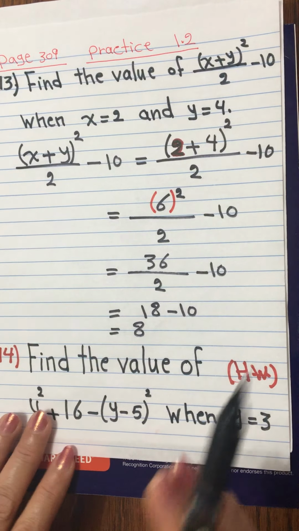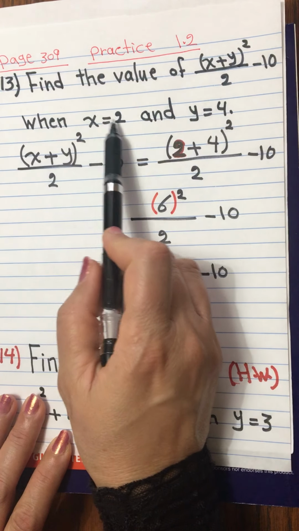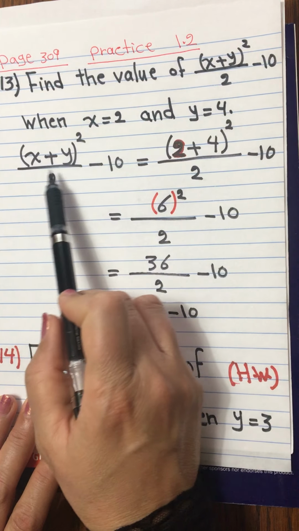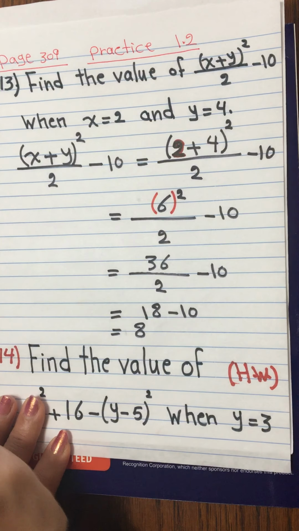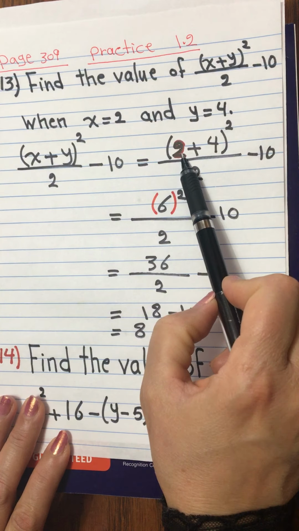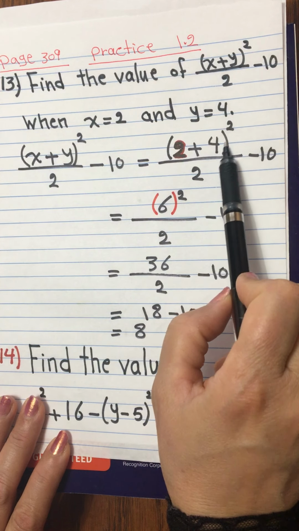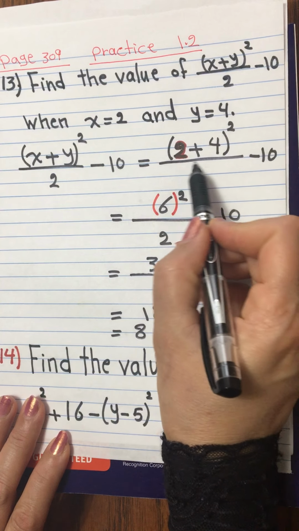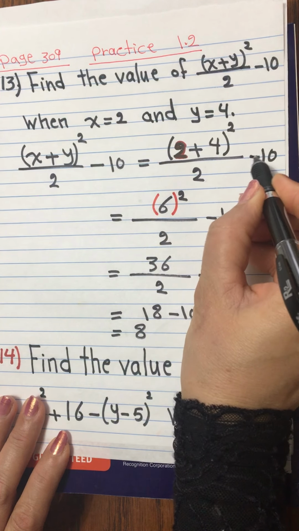Find the value of this expression when x equals 2 and y equals 4. So I could write down the expression. I'm going to plug in 2 in the x and 4 in the y. So x means 2 plus y, I'm going to plug in 4, squared, over 2 minus 10. And don't forget this fraction, guys, should be next to the sign negative.